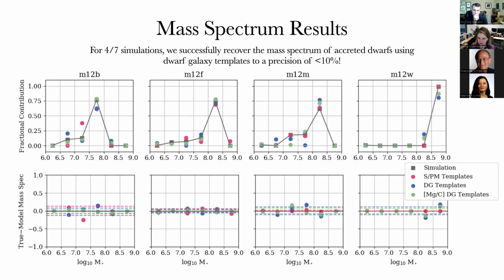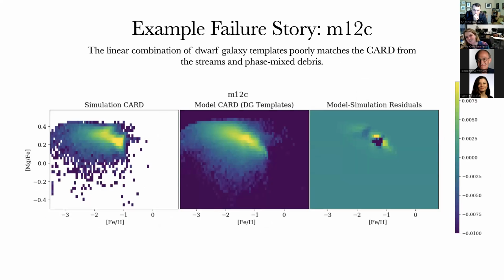But we also have to be honest about our failures, and there was a failure story as well. This is the halo M12C, where the stellar halo from the simulation is shown here on the left again, and the model is in the middle panel. When we look at the model residuals, we immediately see that it's not doing a good job of representing the underlying data. There's this bright feature here at a metallicity of about -1 and alpha of about 0.25 that is not represented in the template set, and so is not well recovered when we're trying to model this abundance distribution.